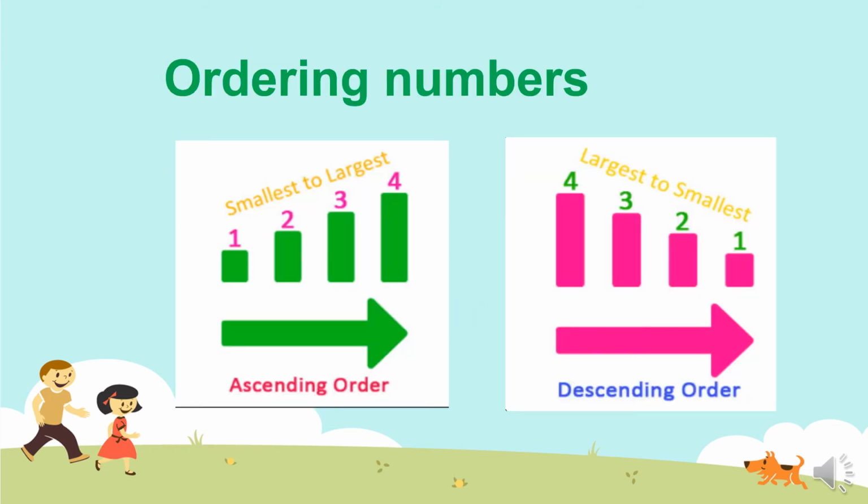Now we are moving to ordering numbers. We can order the numbers in two ways. You can see there are two figures given. The first one is ascending order, the second one is descending order. Ascending order means smallest to largest. We have to arrange the numbers from smallest to largest. What about the descending order? It is largest to smallest. You have to arrange numbers from largest to smallest.